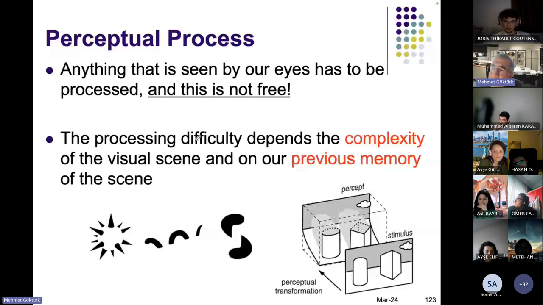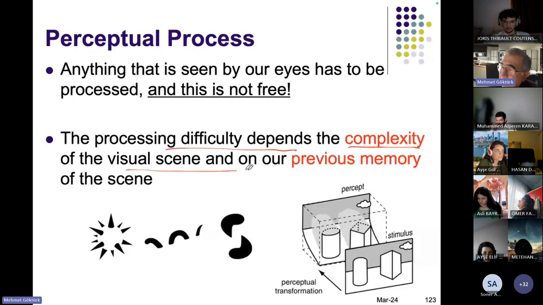Anything that we see must be processed, and it is not free. Our brain works with sugar, and it has limited resources. At the end of the day, we get tired. We need to sleep. So it's not free. Processing difficulty of the visual scene depends on the complexity of the visual scene and our previous memory of the scene. If we have seen it before, we can process it much better.